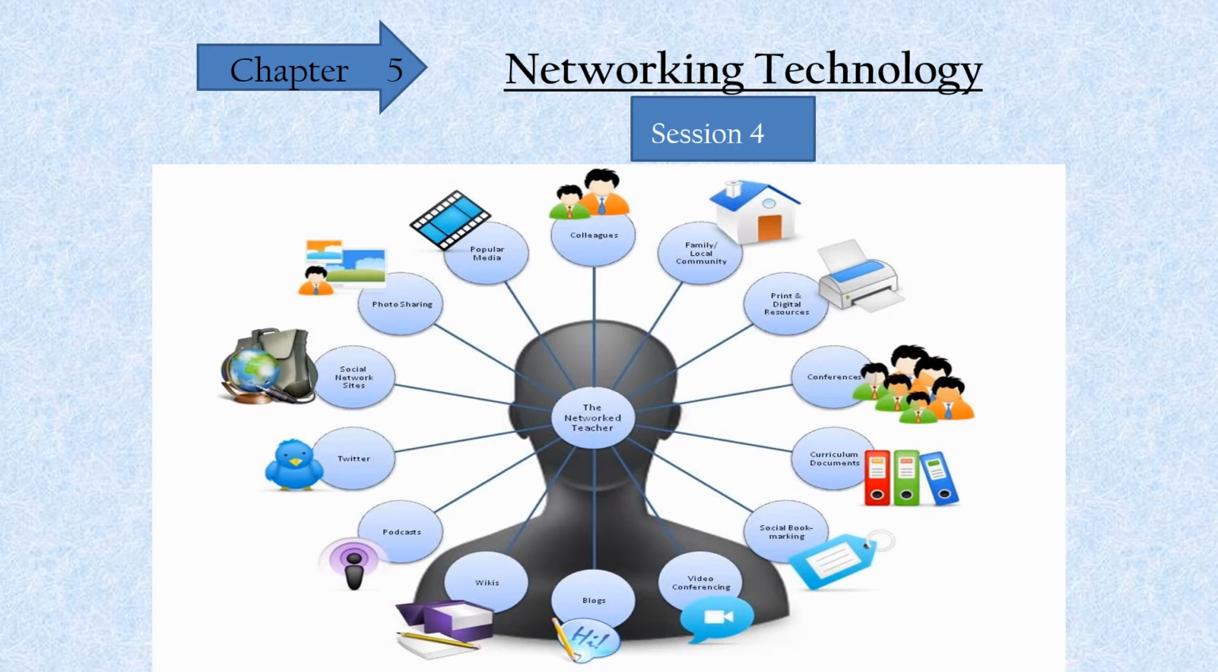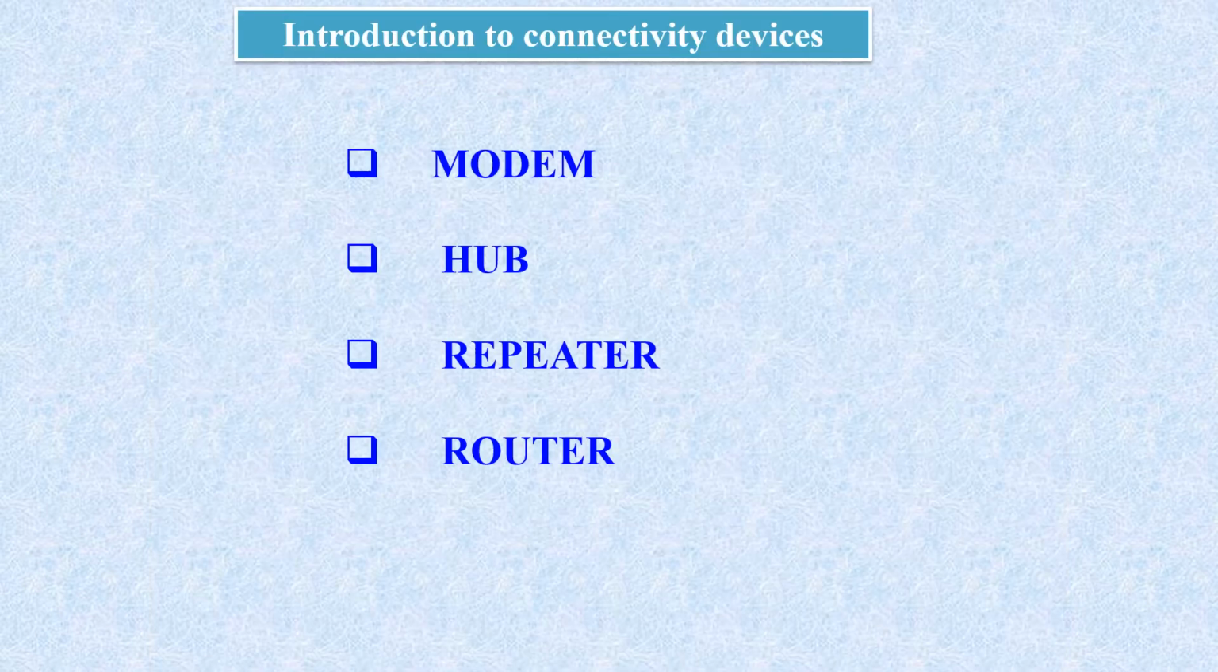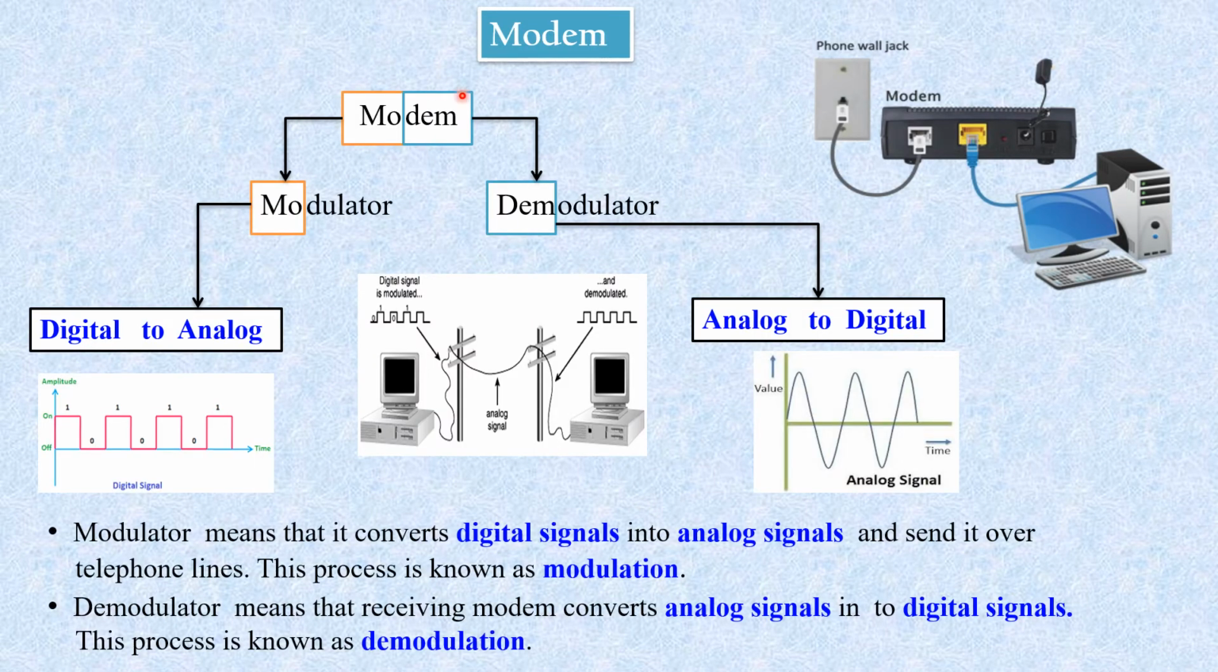So today we will be seeing the fourth session. So let us proceed. Introduction to the connectivity devices. We'll be seeing the connectivity devices needed in computer networking: modem, hub, repeater and routers. So let us start with modem.